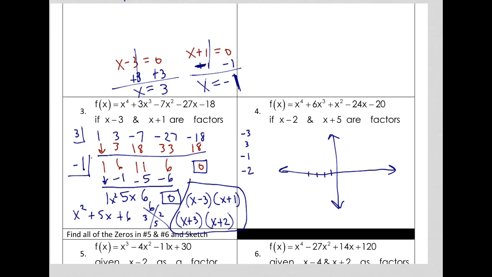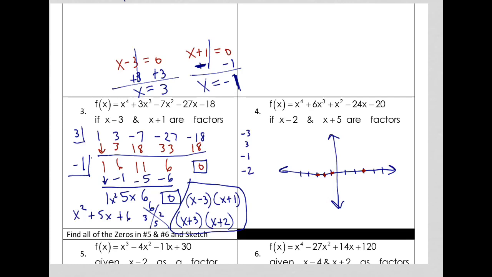It doesn't say to graph this one, I don't think, but this is just to show you how to graph the other ones. All right, so we have a point at 3, a point at -1, -2, and -3. So we know it is an even function, and so we know the sides should be up, up. We know our y-intercept is at -18. Let's just say -18 is way down here.